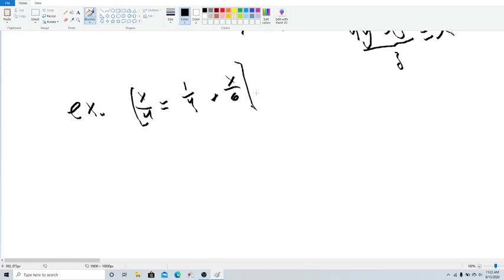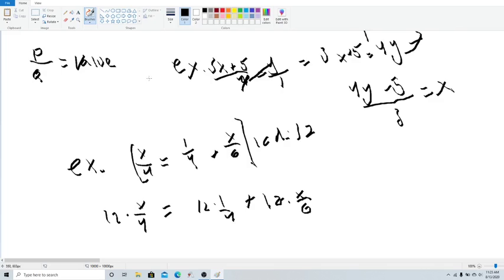We multiply by the LCD, the least common denominator, the least number that works for all the denominators given. We have 4, 4, and 6, which comes out to be 12. So we multiply everything by 12. We have 12 times x over 4 is equal to 12 times 1/4 plus 12 times x over 6.